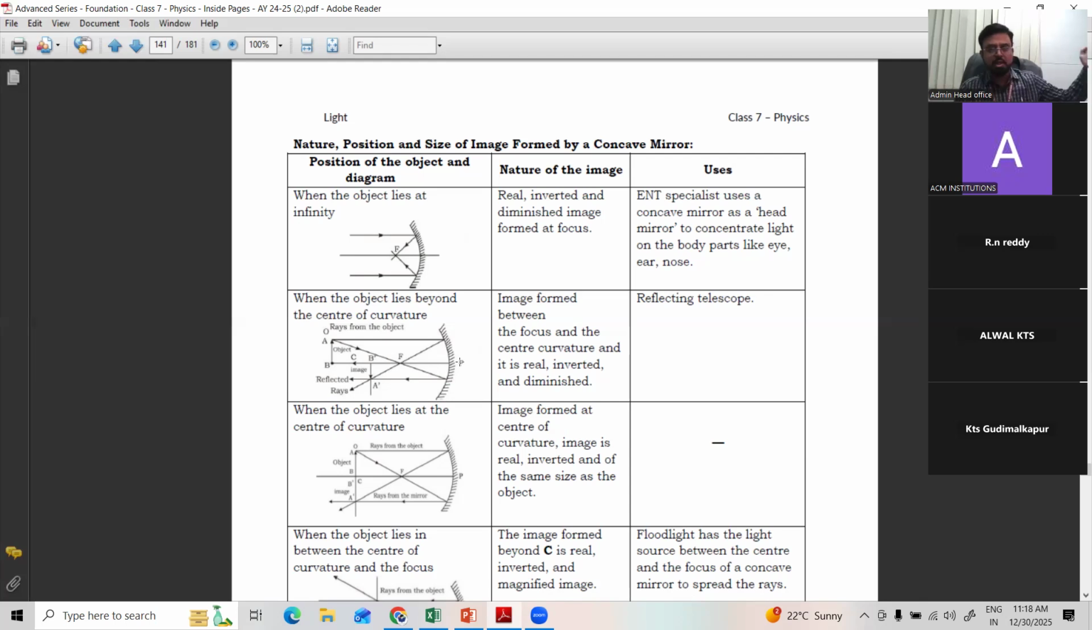That means we are moving the object towards the right side, and the image also moves on the same side. Finally, it moves beyond the mirror. In the last case, the image goes beyond the mirror. So in the first two or three cases, the image is diminished. Then it increases in size up to highly magnified. Right? So the image size is increasing from diminished to highly magnified as the object moves from left to right along the principal axis.